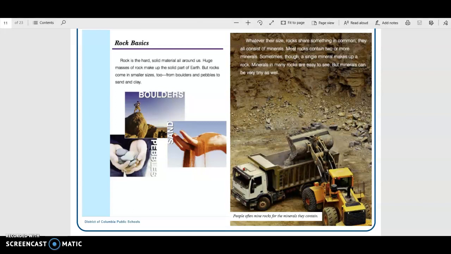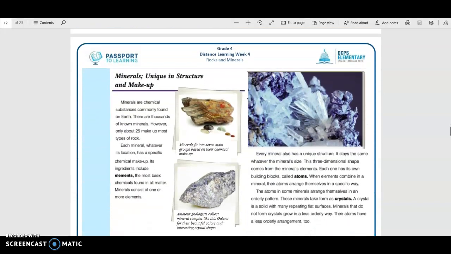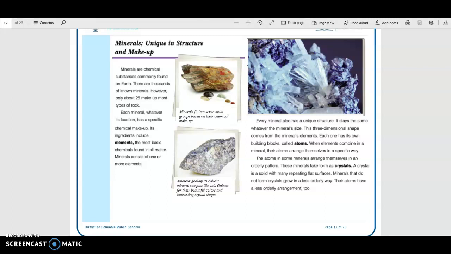Sometimes, though, a single mineral makes up a rock. Minerals in many rocks are easy to see, but minerals can be very tiny as well. Minerals, unique in structure and makeup. Minerals are chemical substances commonly found on Earth.